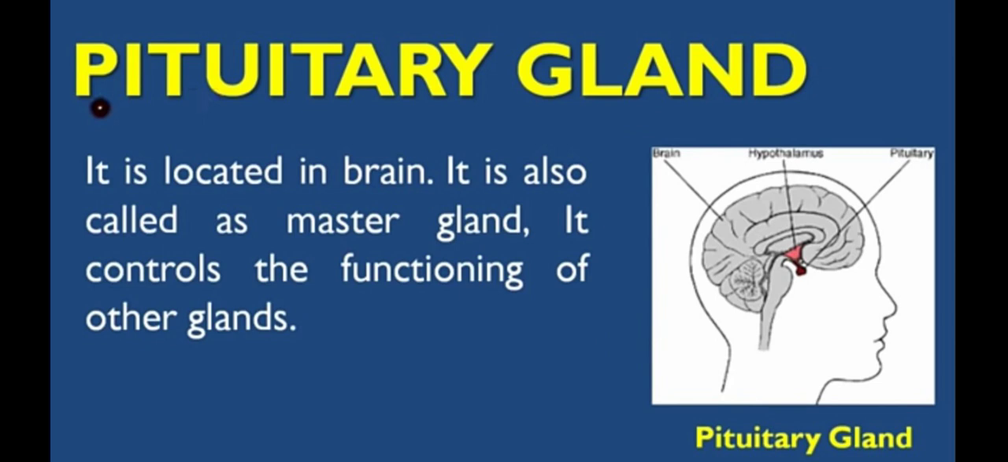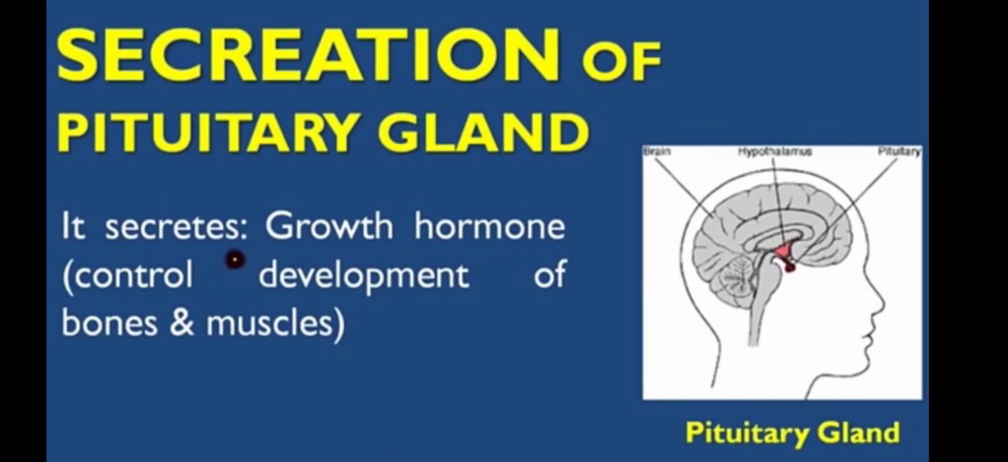Pituitary gland is located in the brain. It is also called the master gland. As you can see in the figure, the red colored dot is the pituitary gland. It controls the functioning of other glands.